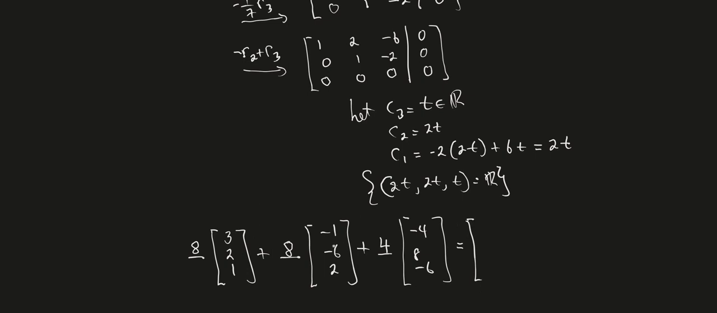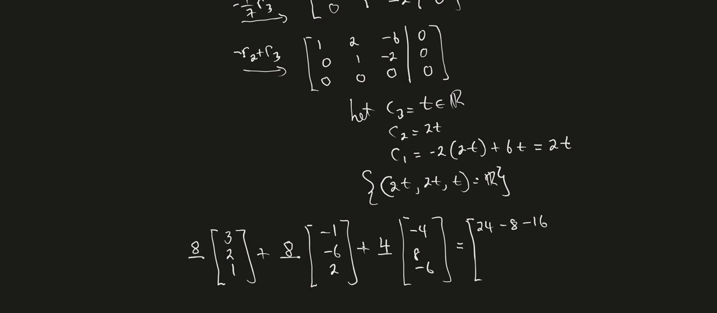So let's do our scalar multiplication and then addition. So what do we have here? We have 24, and then I have -8, and then -16. Hey, that's 0.